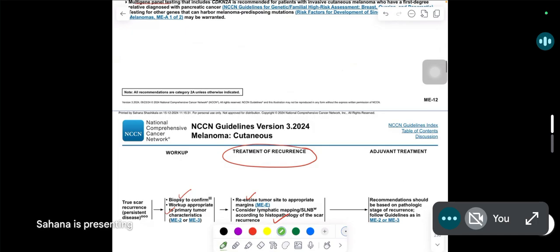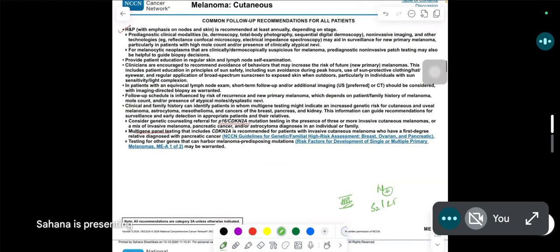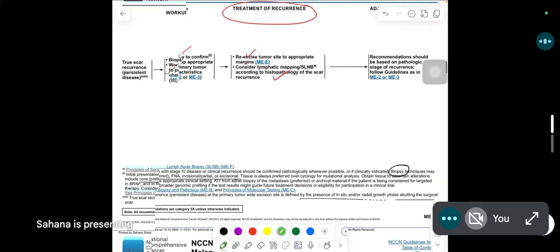No. And see, stage 3, there can be N0 with in-transit also. In that, if it is N plus, you will go for surgery or RT. There are two varieties in stage 3. Node plus is also stage 3. In-transit and satellite lesions with N0 also is stage 3.